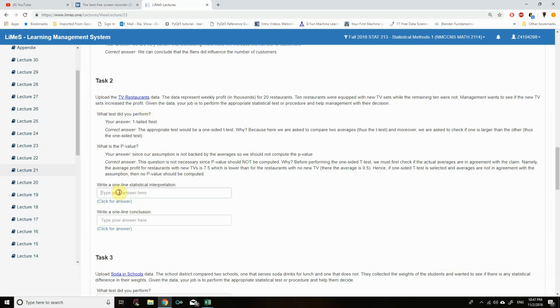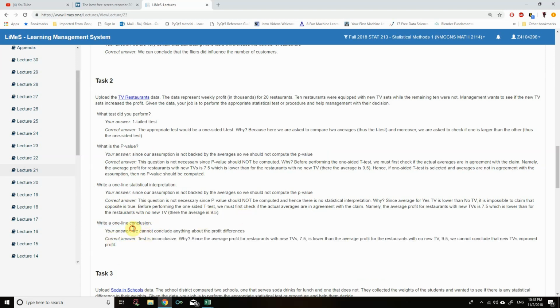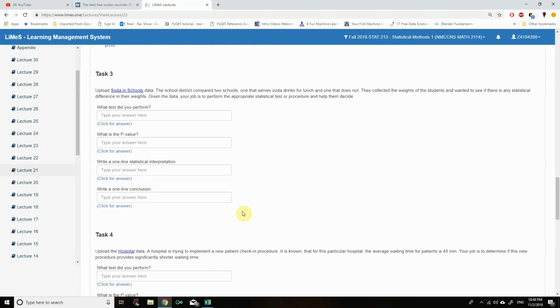So since the assumption is not backed by the averages, we don't have anything to compute. One line conclusion: the test is inconclusive. All right. Now let's go for task 3.